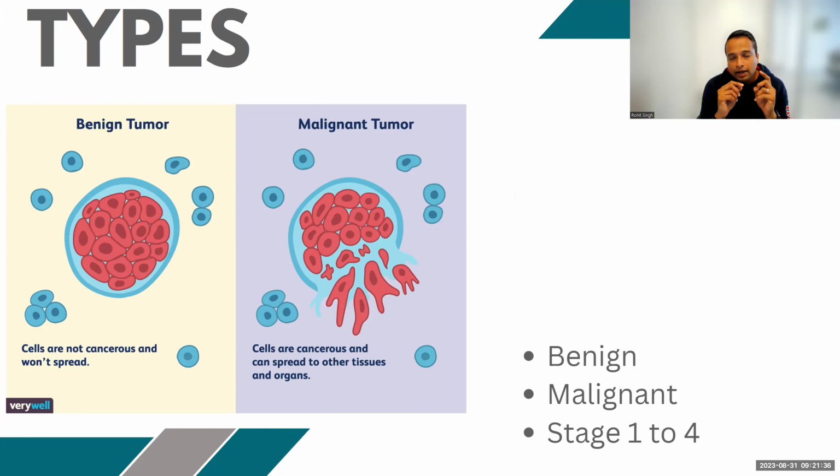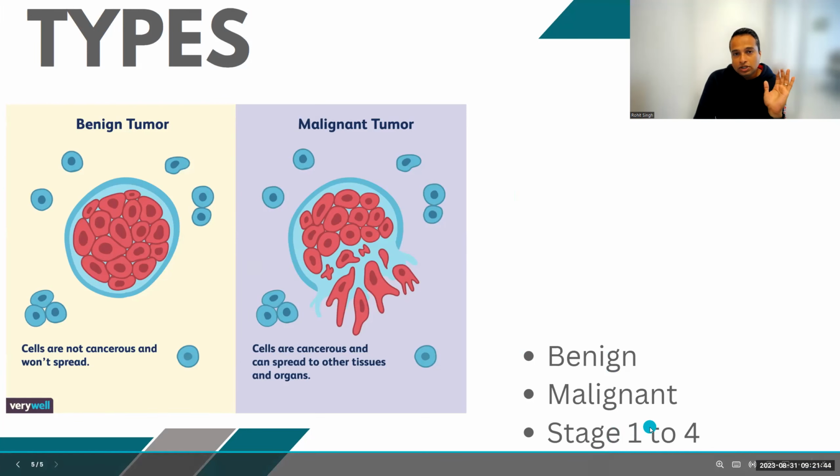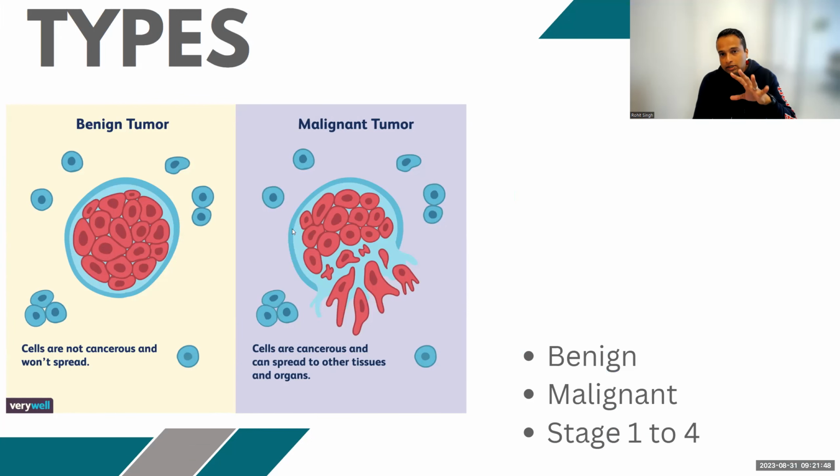Malignant, on the other hand, is the one where they keep dividing, and then they burst, and then they spread to other areas as well. And this spreading happens in stages. Stage one, where they are still okay, they are contained in one area. Stage two and three is where they start to burst and start invading.